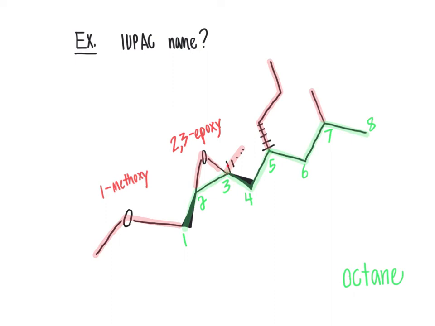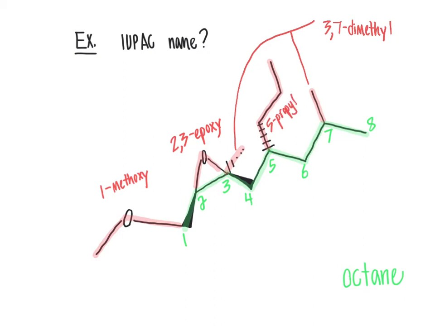At position 3, there is also a methyl group. So don't forget that there's a 3-methyl group. There also is a methyl group at position 7. And so we'd refer to this group as 3,7-dimethyl. So I'm going to put 3,7-dimethyl. And then finally, we have at position 5 a propyl group, so I'll do 5-propyl.